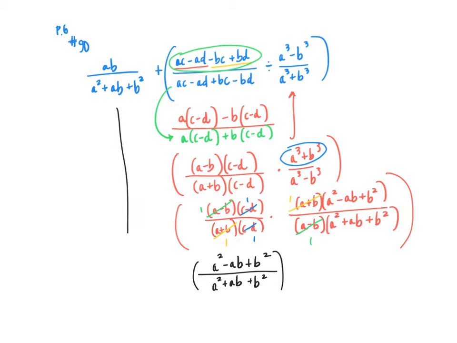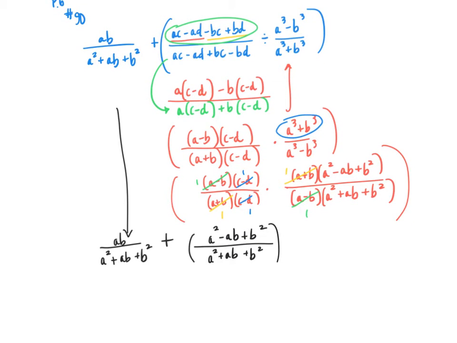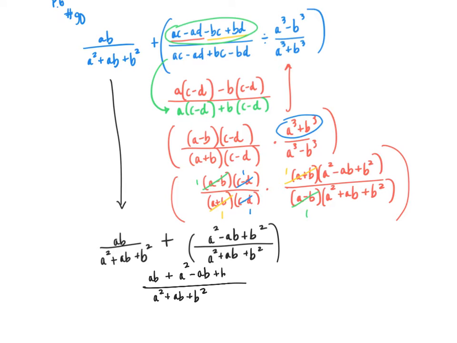Now, I can't forget about my expression in the beginning. So I had an AB over A squared plus AB plus B squared. And I'm adding those. Well, I notice I have a common denominator. So that's really a good thing. So let's see here. I'm going to combine everything. I'm going to keep that common denominator. So I've got AB plus A squared minus AB plus B squared.